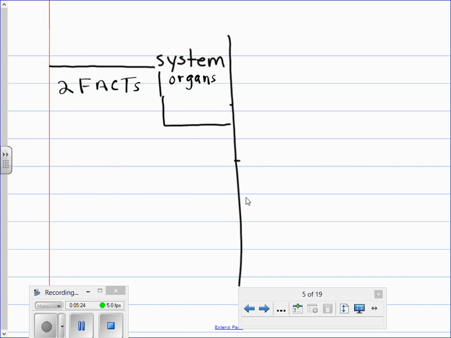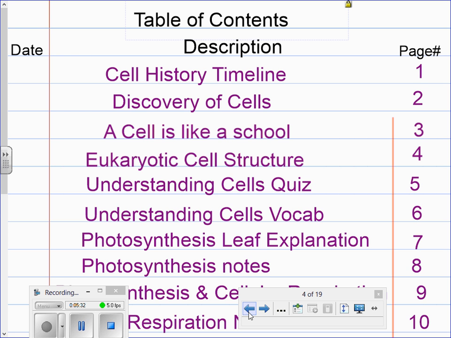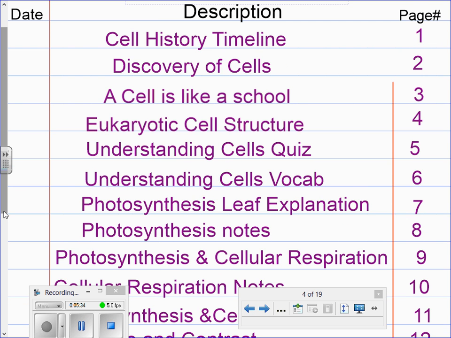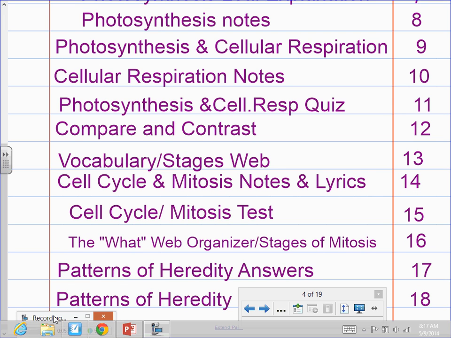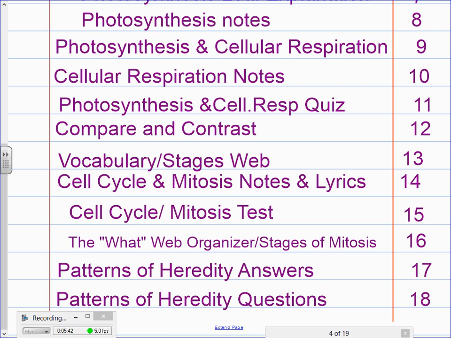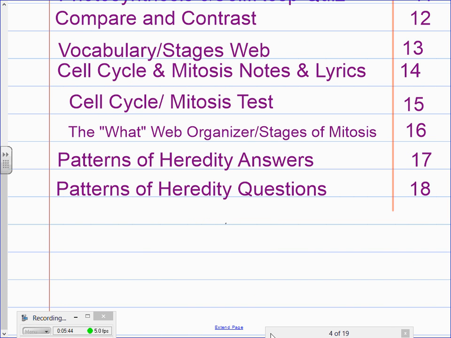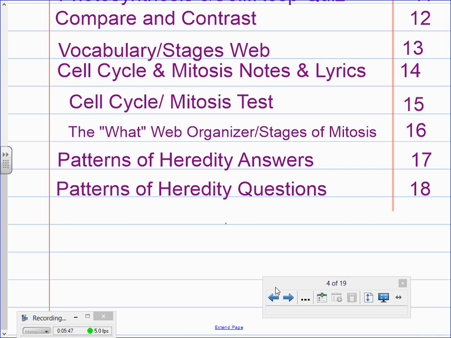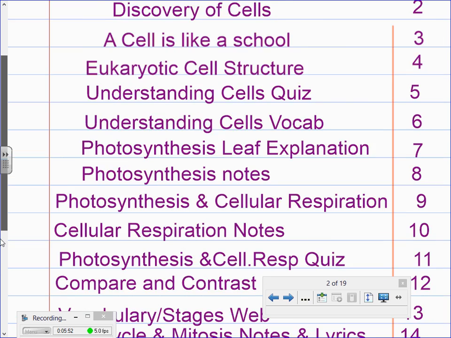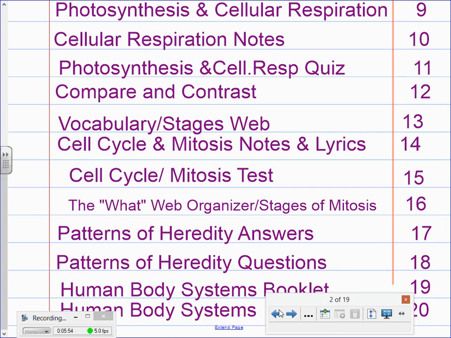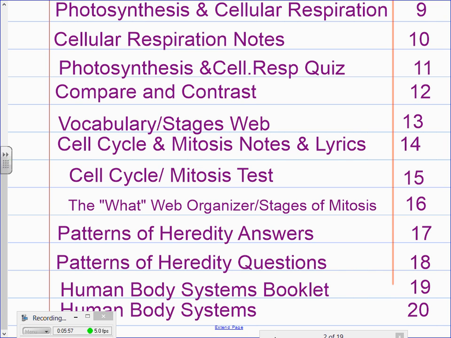Yes. No, it's the other one. Good question. This is not the booklet. This is the other one. Yes, this is page 20, human body systems. We're not doing the booklet today, so it's not 19.